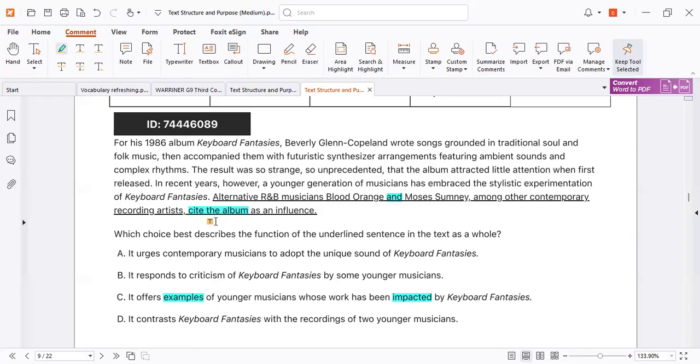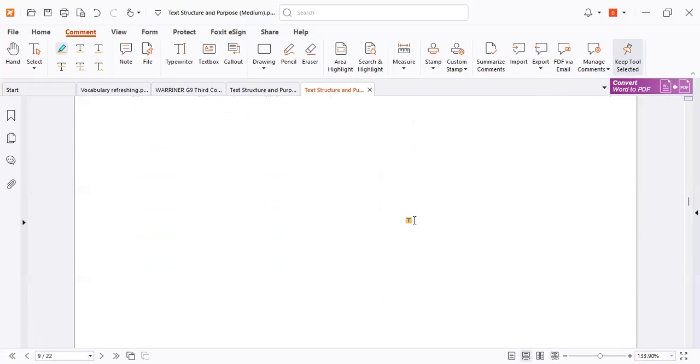So it gives evidence. That's why. It contrasts, we don't have contrast something with something. There is no comparison. The underline does not have any information about it motivates contemporary musicians to adopt. No. So here we have an example by using a comma and among other. Correct.